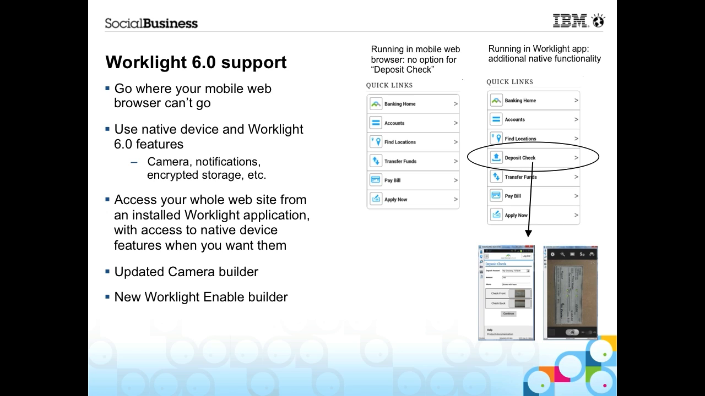Second key area is around Worklight support. So we've enhanced it with some new builders. Jonathan will show you this. We've also provided support for the latest and greatest Worklight version 6, which includes a whole set of new capabilities. If you look at the screen over there, when you're looking at the native application, you might get some extra capability. For example, you can deposit a check, take a picture of a check, where on the left-hand side, if you're looking at it from a mobile browser which doesn't have the camera support, you wouldn't get that feature. So that's some of the cool capability provided with Web Experience Factory, using profiling to access the device capabilities depending on how you're accessing the business application.